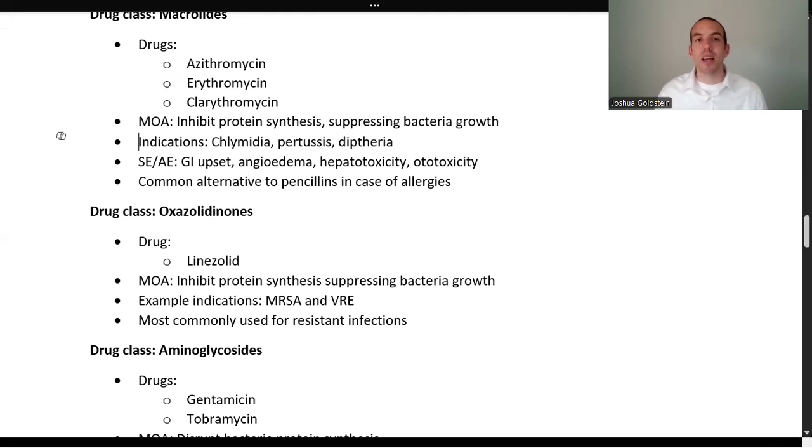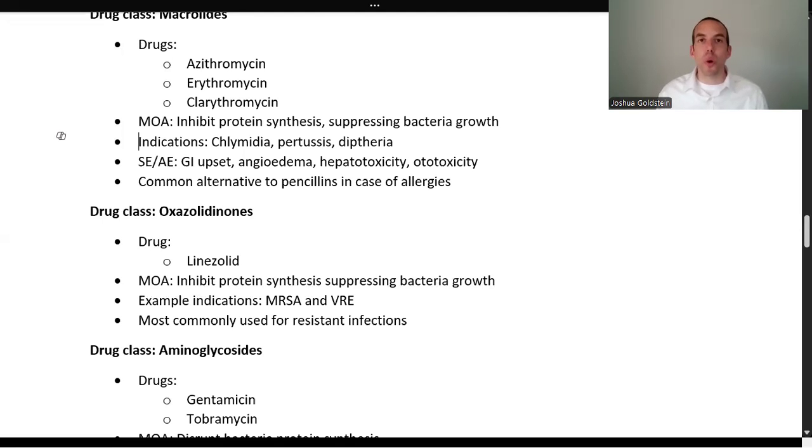This one, like a lot of antibiotics, again, has the GI upset. This one, go ahead, tell them to take it with food to prevent that. Some of the adverse effects are hepatotoxicity, ototoxicity, and angioedema. Angioedema is facial swelling. If a patient does develop these, we would stop the medication.